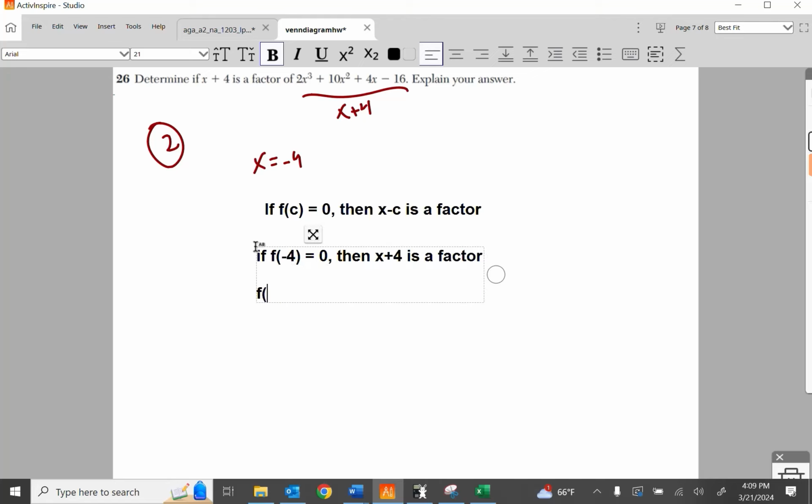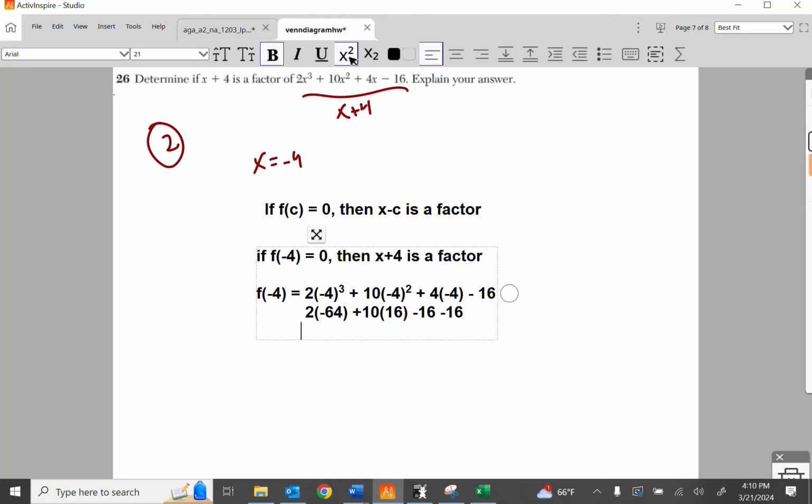So f of negative 4 happens when you plug in a negative 4. And I'm pretty sure this came from New York. This is a non-calculator part of the EOC. Of course, we know how kids do when they don't have calculators. I got to crank the math out by hand. 2 times a negative 4 cubed. Negative 4 cubed is negative 64. Don't you think that's like negative 8 cubed? Negative 4 squared is 16. 4 times negative 4 is minus 16. I have minus 16 again.